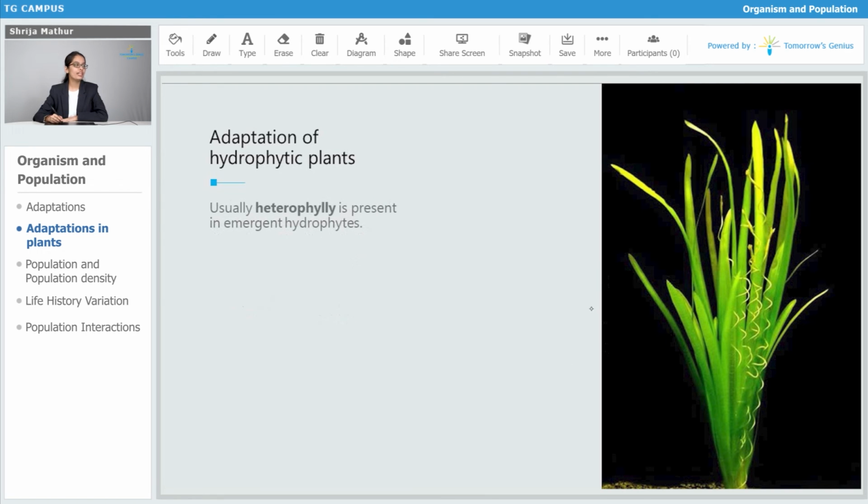Usually, heterophylly is absent in emergent hydrophytes. 2 types of leaves are found. What are those? The submerged leaves are dissected and the aerial leaves are large and entire. So those leaves which are inside completely are dissected, while the aerial leaves are large and entire, the normal leaves.